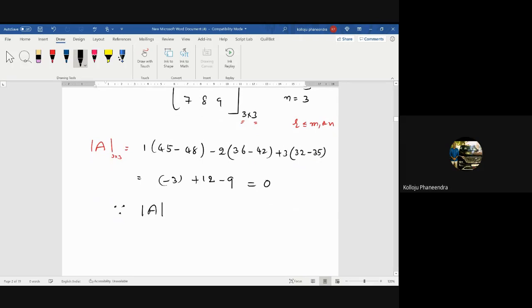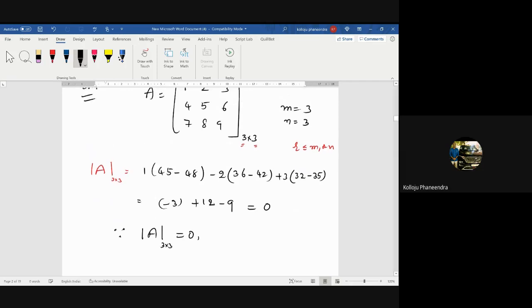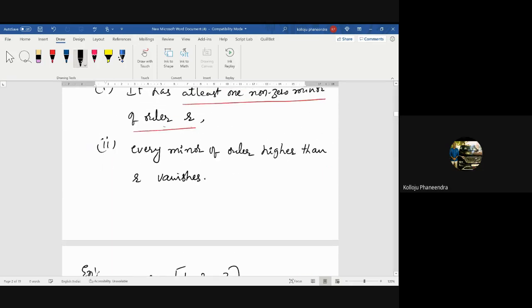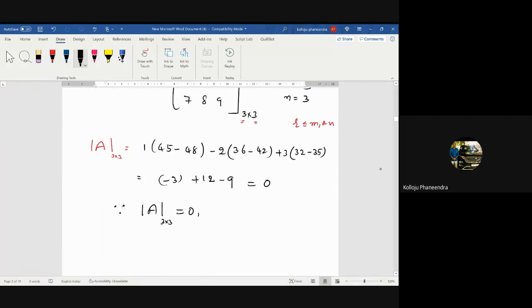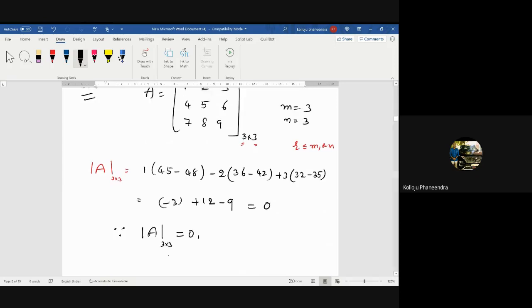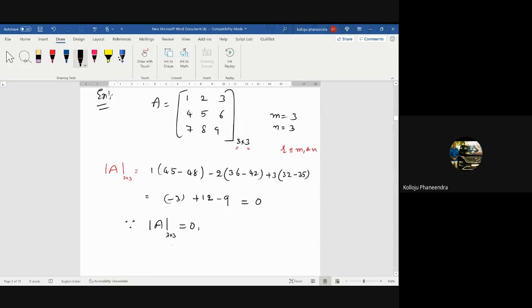Since the determinant of the 3 by 3 matrix is 0, coming to the second condition, every minor of order higher than R. Here R value is 3, and there is no other minor of order higher than 3 because the given matrix is of order 3 by 3 only.